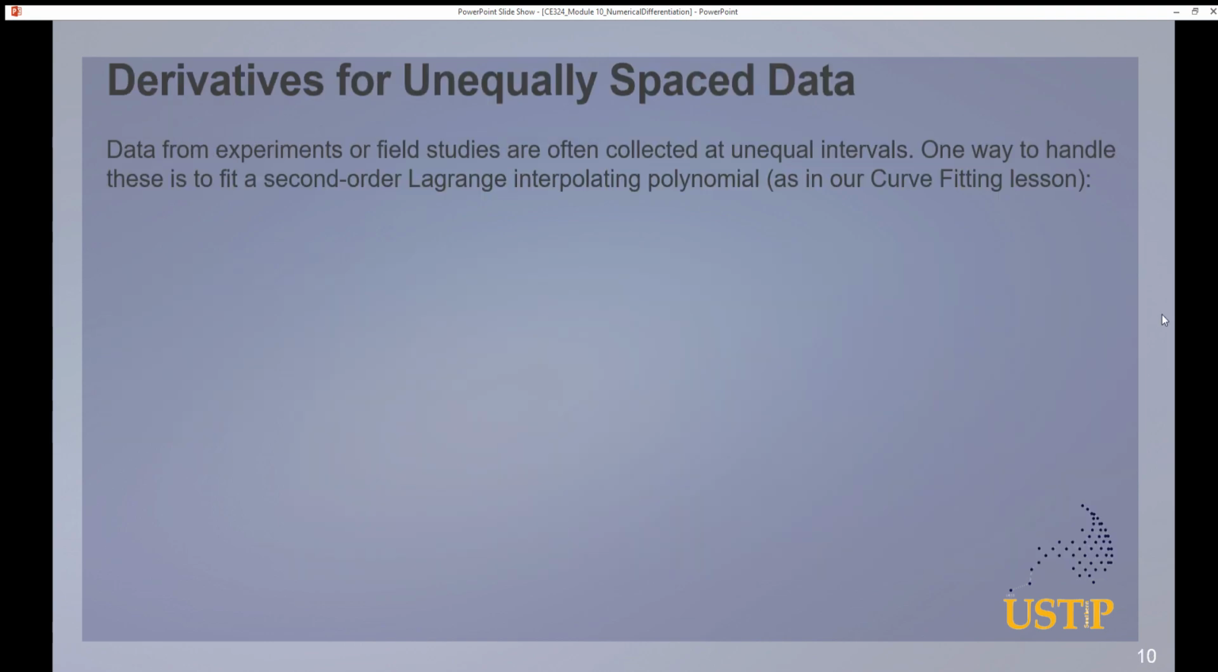Now, so much for that. Let's move on to derivatives of unequally spaced data. Data from experiments or field studies are often collected at unequal intervals.